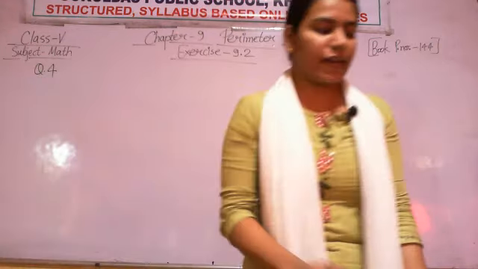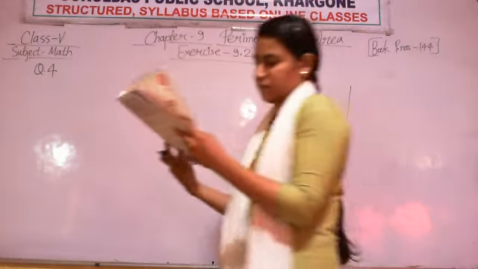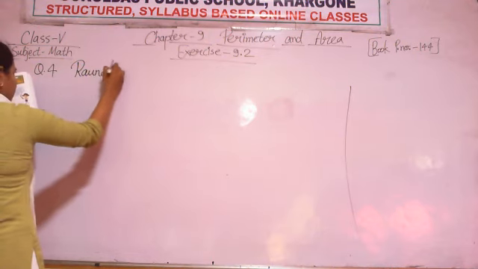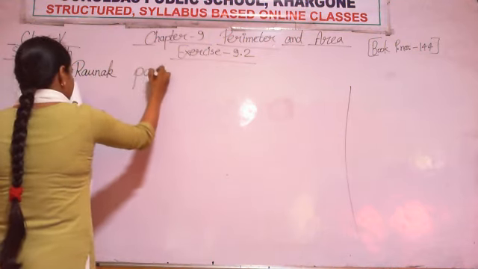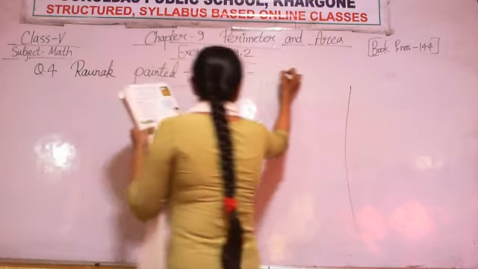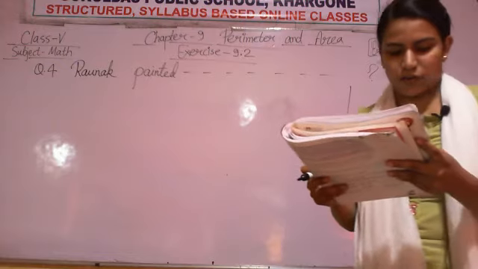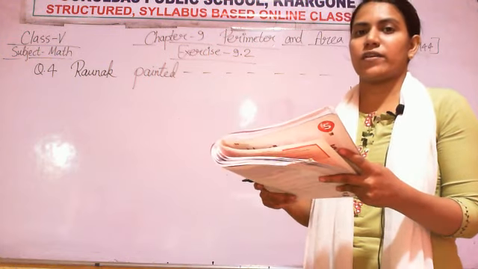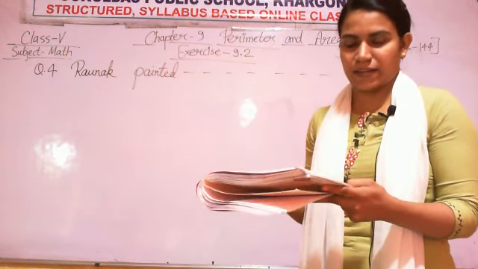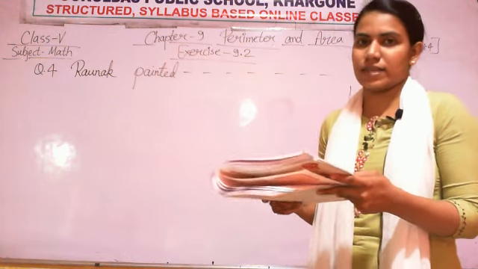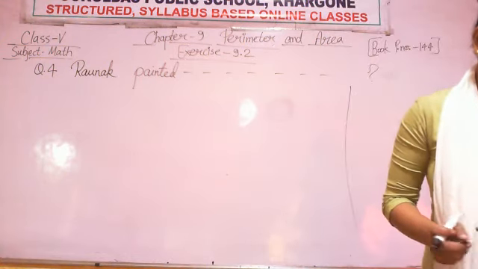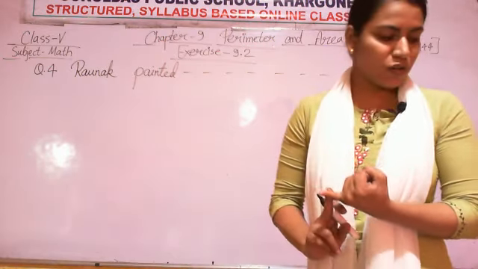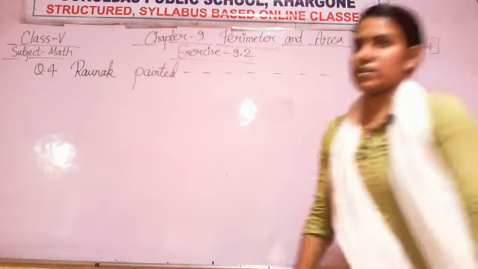Next word problem, read carefully. Ronak painted 2 walls of a room. The length and breadth of each wall is 7.5 meter and 4.5 meter respectively. Find the total area of the walls he painted. How many walls did she paint? 2 walls. Okay. What data is given? Length of one wall and breadth of one wall is given. So first write what is given.